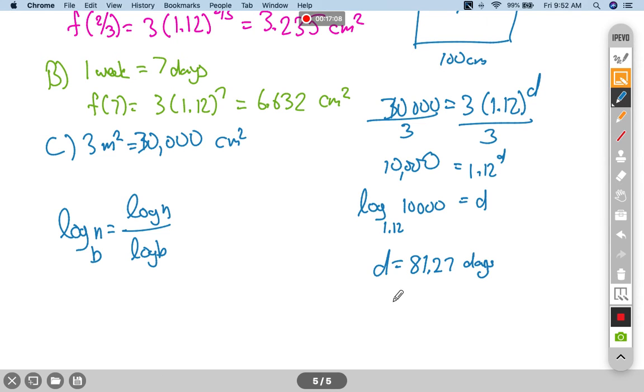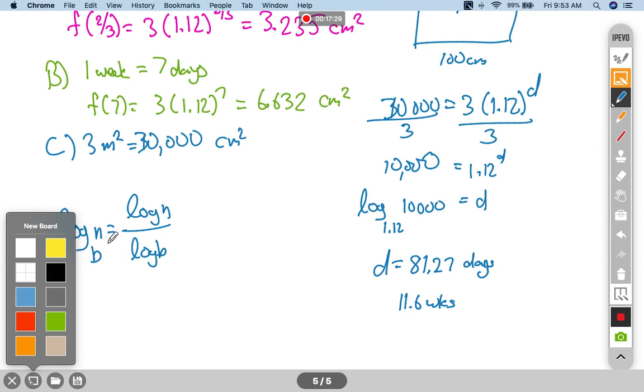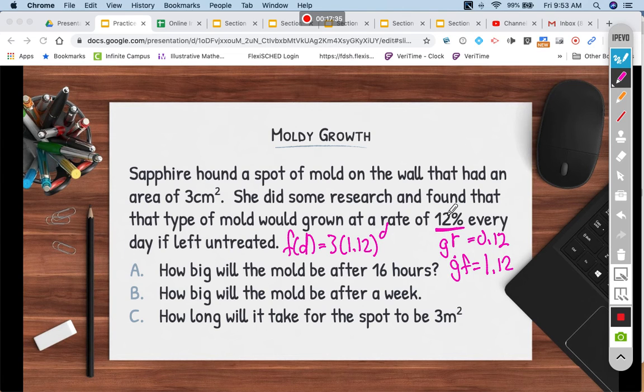Or that's going to be about 11.6 weeks, or about 3 months. Again, this question was to refresh that idea of percent growth, going from the 12% every day, the growth rate of 12%, to the growth factor of 1.2. We need to go back and forth between those. Be comfortable with that. One last problem to do.